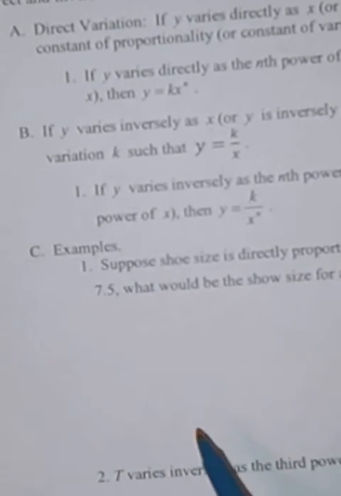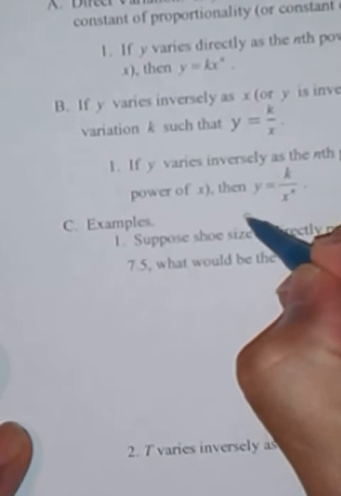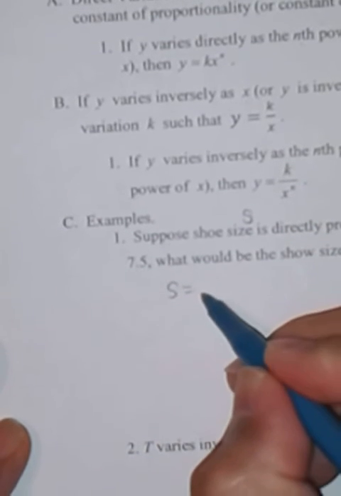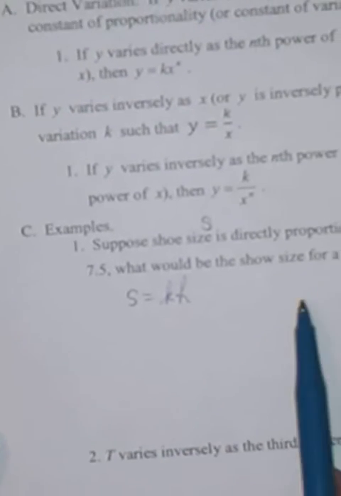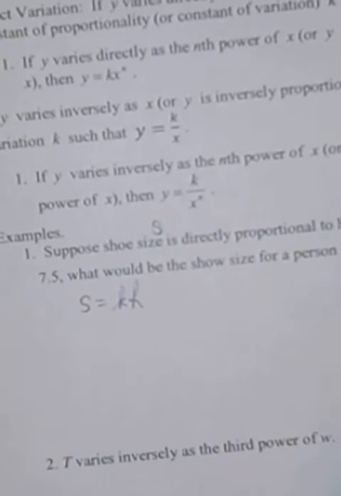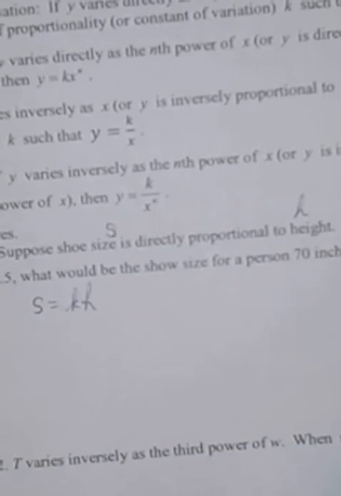Suppose shoe size is directly proportional to height. So I'm going to call shoe size S and height H. Okay, so the first thing I can do is I can write the equation already, S equals K times H, because it's directly proportional. All right, if a person is 62 inches tall, notice that's a height, whose size is 7.5, what would be the shoe size for a person 70 inches tall? Round to the nearest half size.